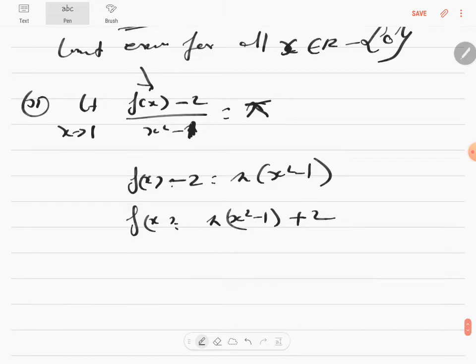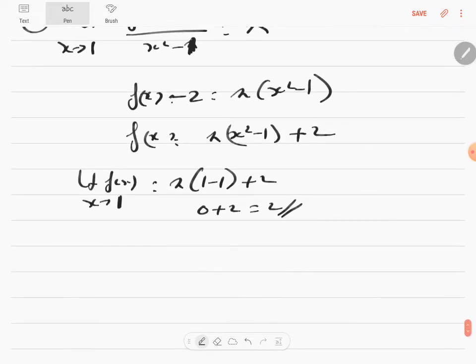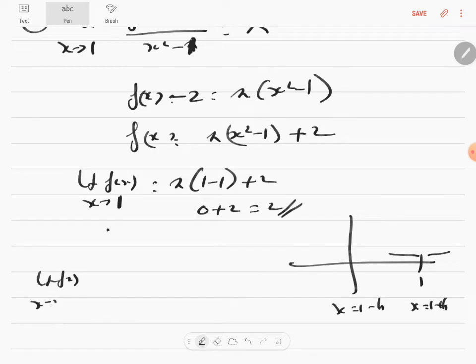Is there a denominator here? No, you got a new formula. Now they are asking limit of f of x extending to 1. Is there a denominator? No. So direct substitution: pi into 1 minus 1 plus 2, this is 0 plus 2, so answer is just 2. When there is no denominator, you can directly substitute. If the teacher wants a graph, then you should do 1 from the left and 1 from the right. x is equal to 1 minus h and x is equal to 1 plus h. So you have to do limit of f of x extending to 1 from the left.